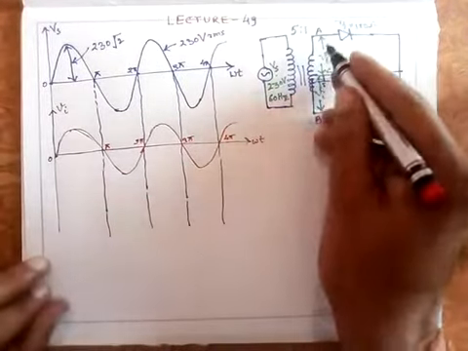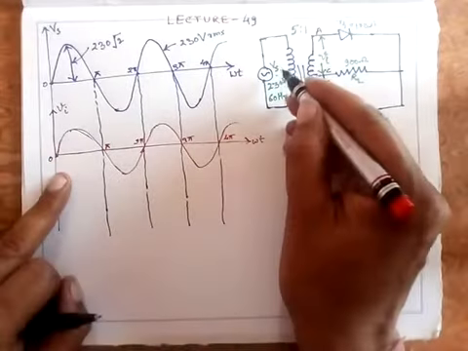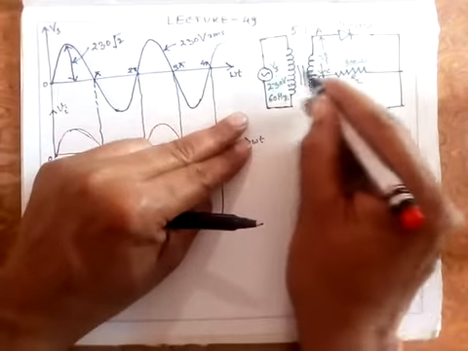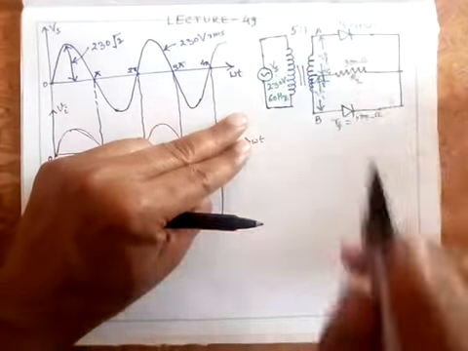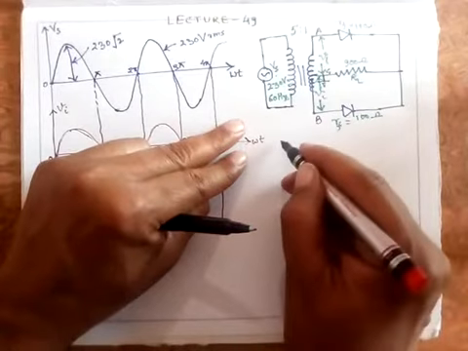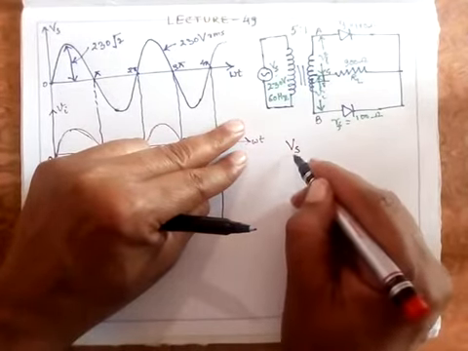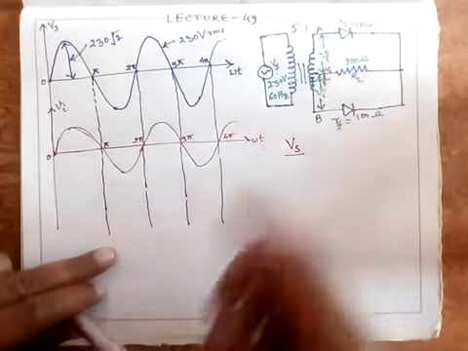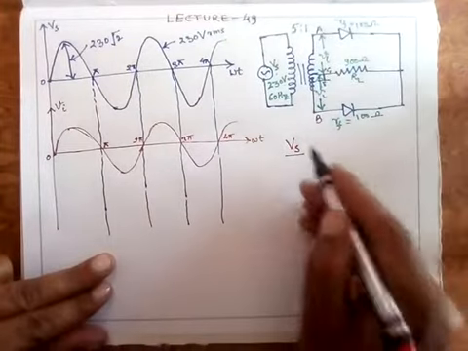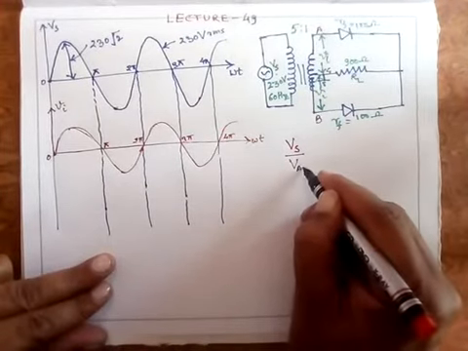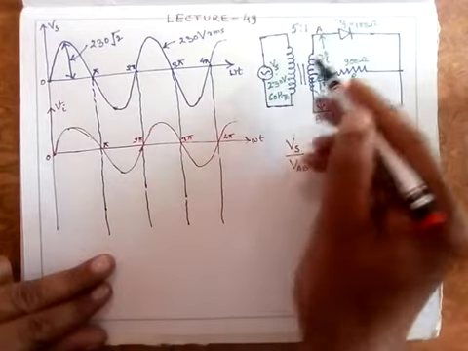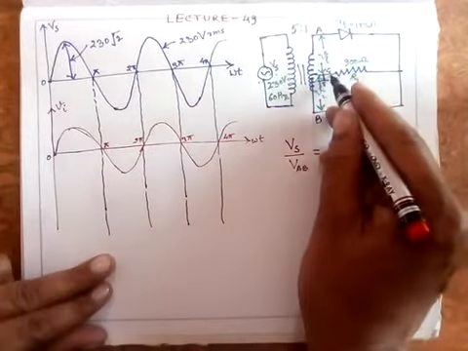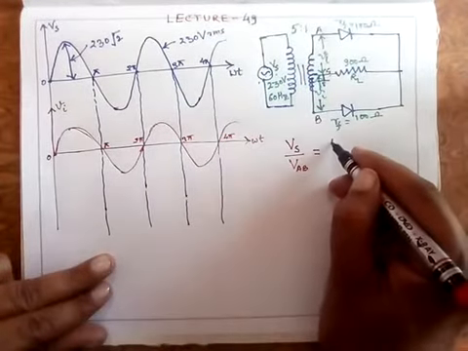Now let's find out what is the value of this VI here. With the transformer turns ratio, I can say that V1 upon V2 is equal to N1 upon N2. So Vs upon the step down voltage that you get between points A and B, that is VAB, will be equal to V1 upon V2 is equal to N1 upon N2. So it will be 5 upon 1.